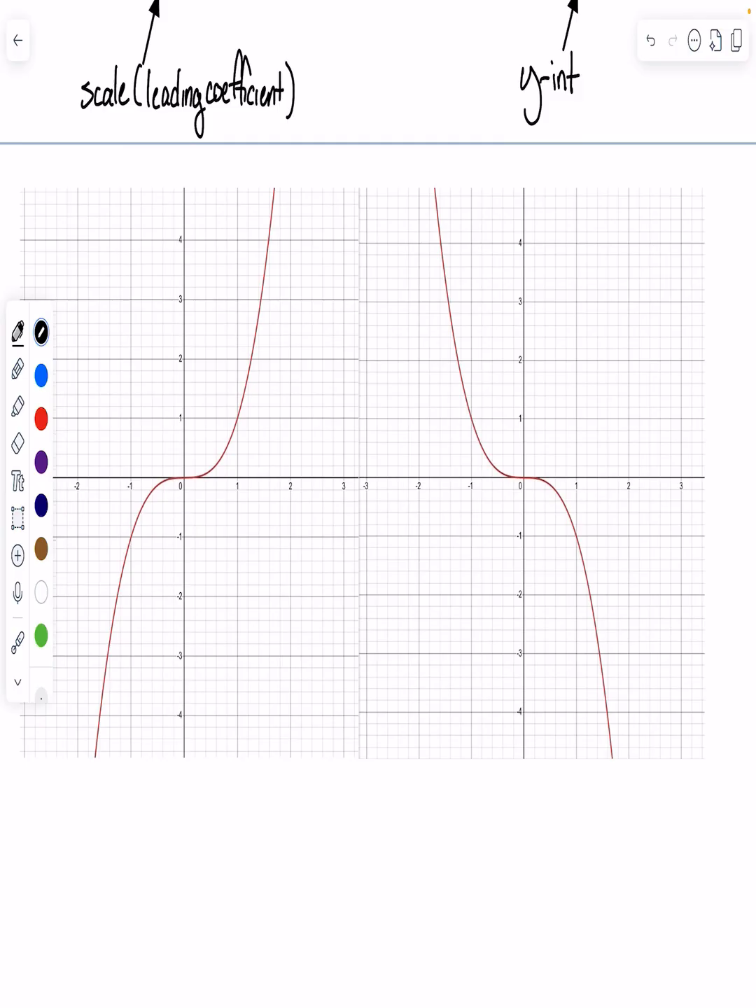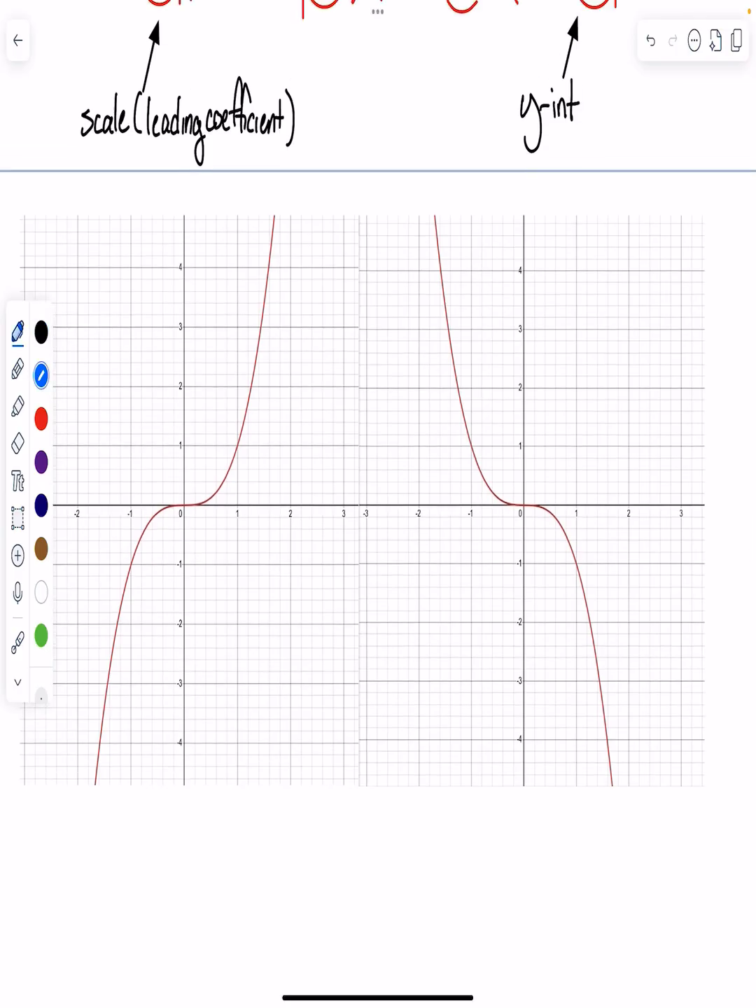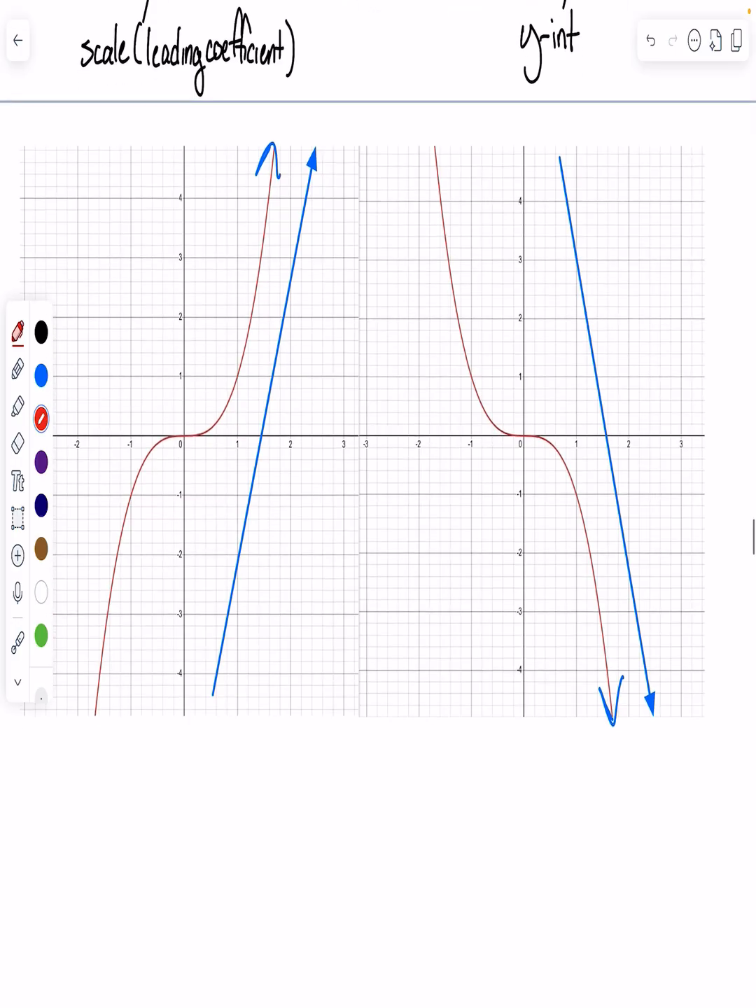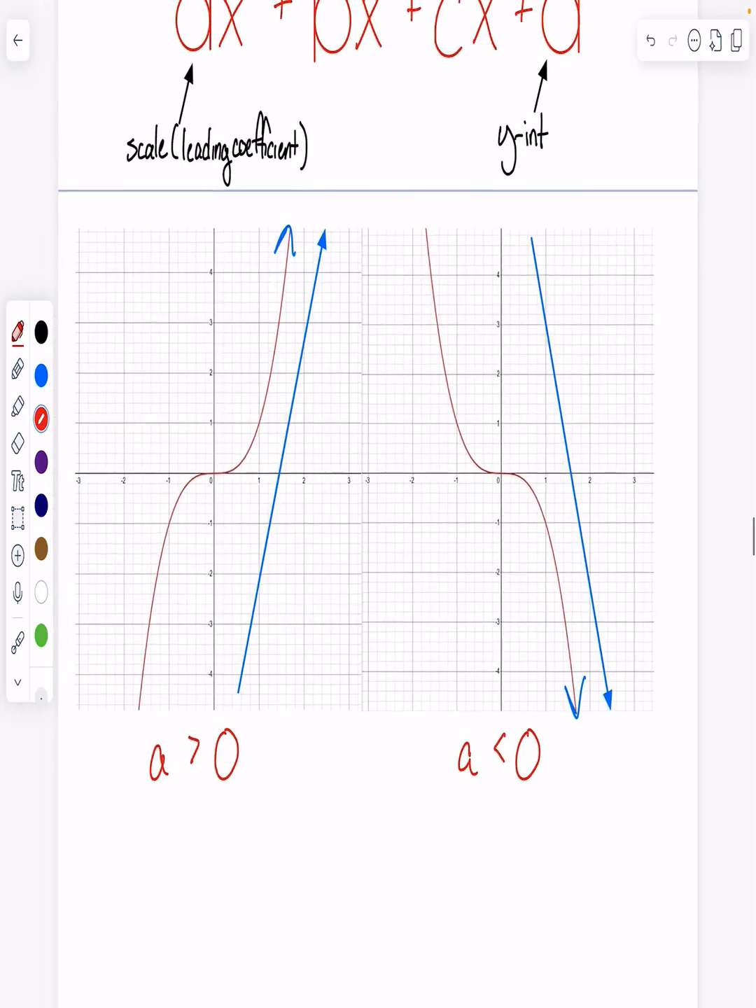You can notice that my end behavior ends in the positive direction. If I read this left to right, I am slowly increasing over time. And then if I take a look at the cubic function to the right, I'm slowly decreasing over time. So this corresponds to your A value for cubics. When your A value is greater than 0, when it's positive, you will have positive end behavior. When your A value is less than 0 or negative, you will have negative end behavior. Those two have a direct relationship.